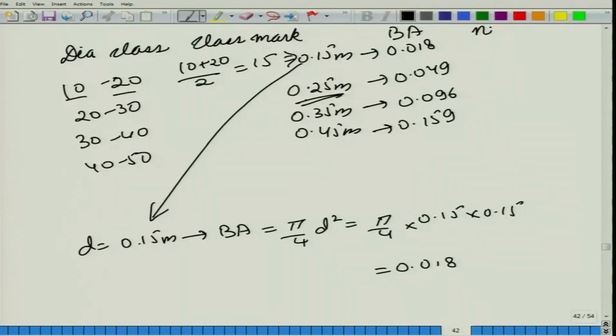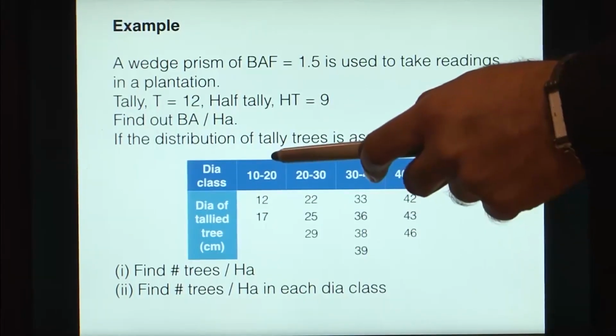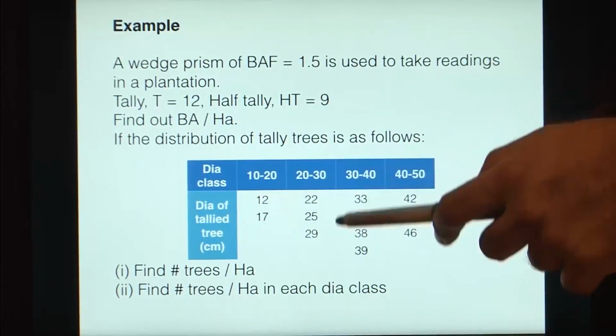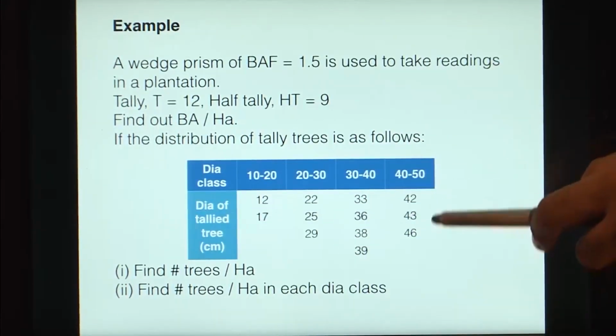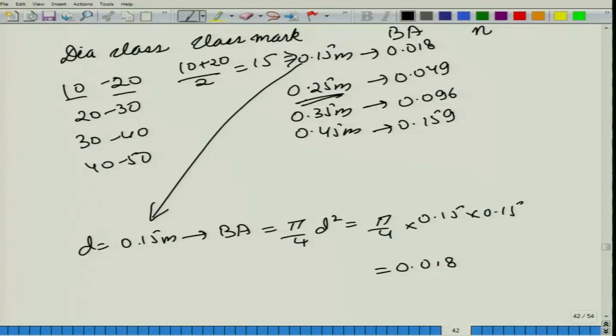Now, we are also given the number of trees in each diameter class. If we go back to our slide, here we are given that in the 10 to 20 diameter class we have 2 trees, here we have 3 trees, here we have 4 trees and here we have 3 trees. So, it is 2, 3, 4, 3. Coming back to the tablet, this will give us n of 2, 3, 4 and 3.